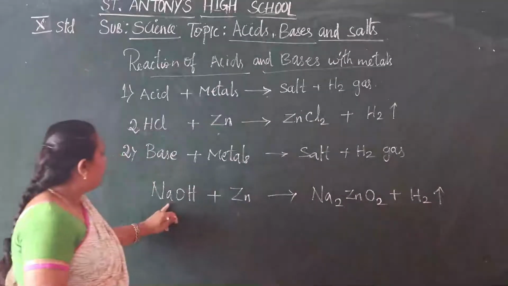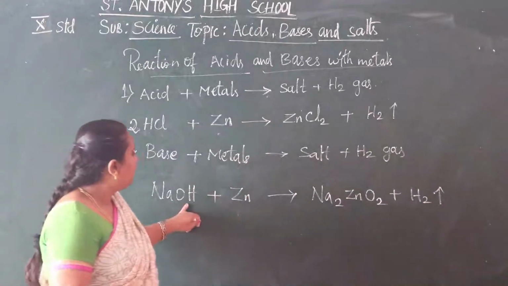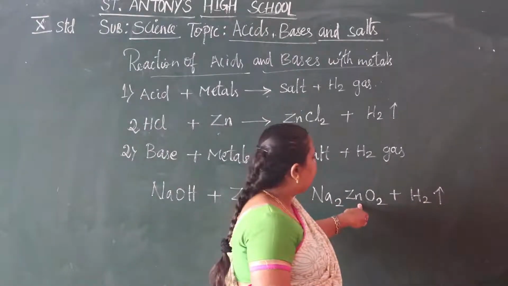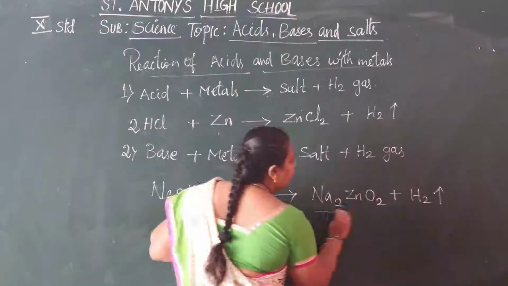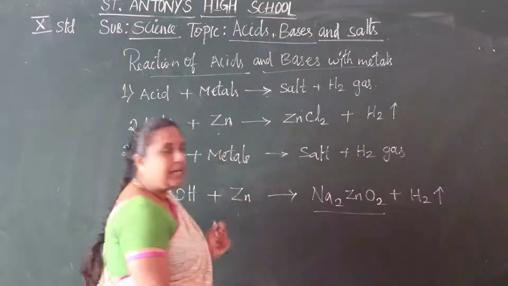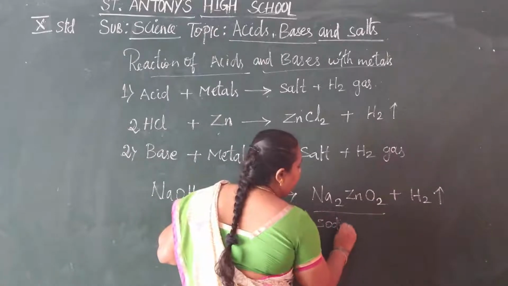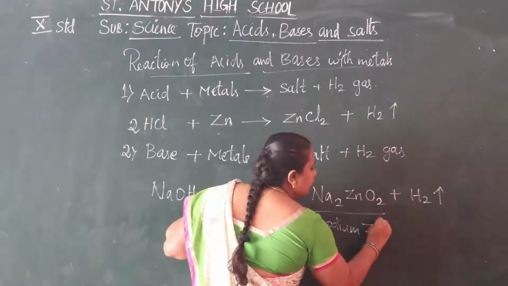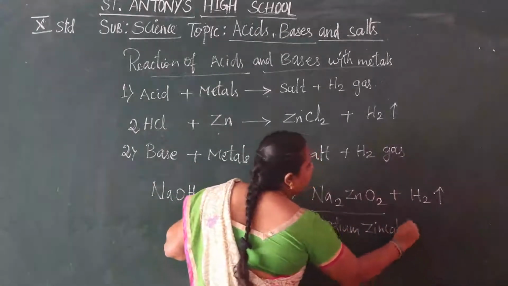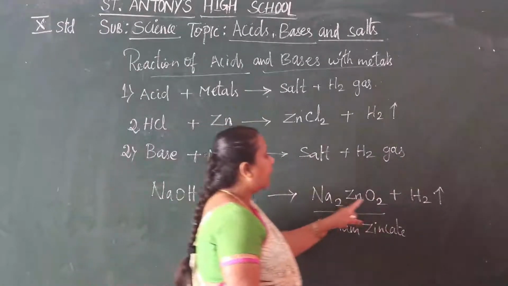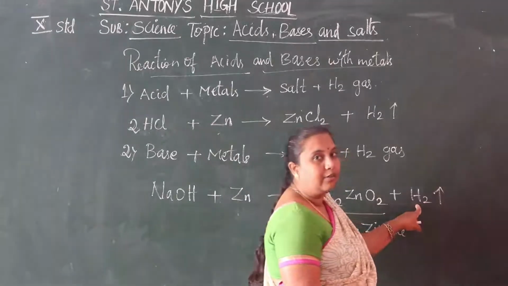See here, sodium hydroxide reacts with zinc metal. It gives sodium zincate. What is the name of this? Na2ZnO2, sodium zincate, is a salt. Sodium zincate plus hydrogen gas evolved.